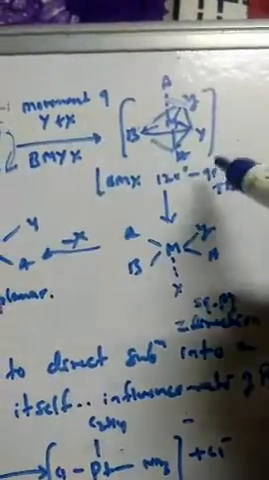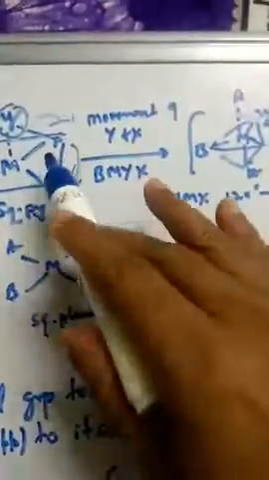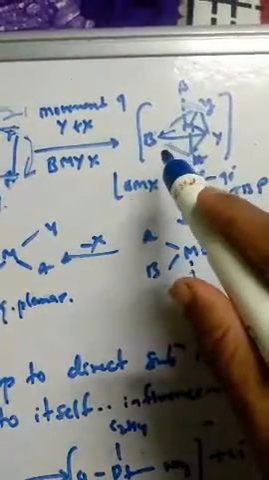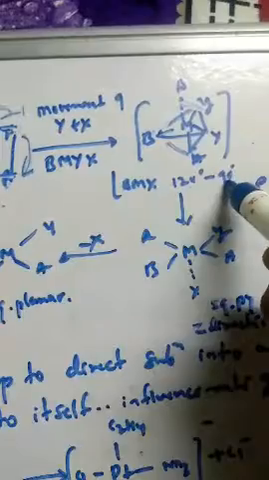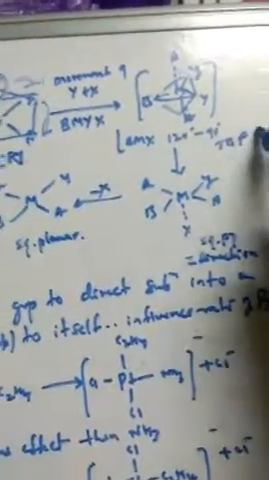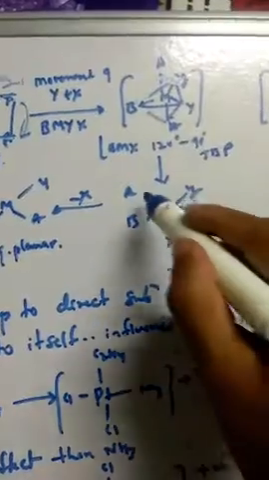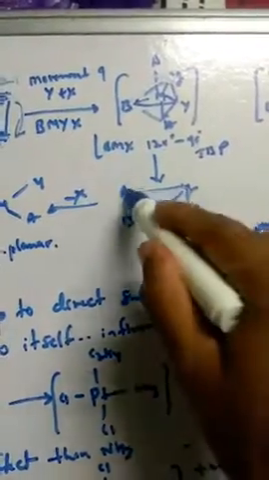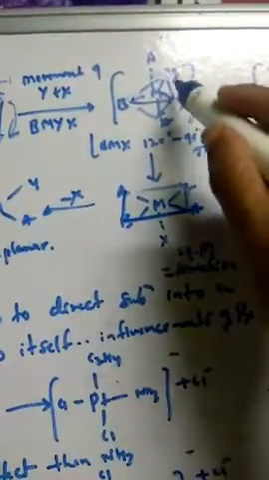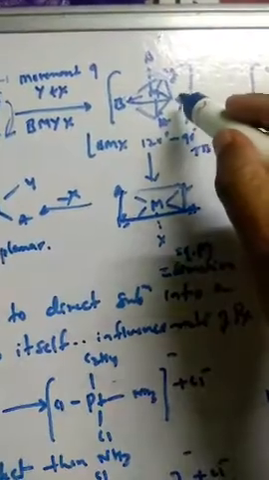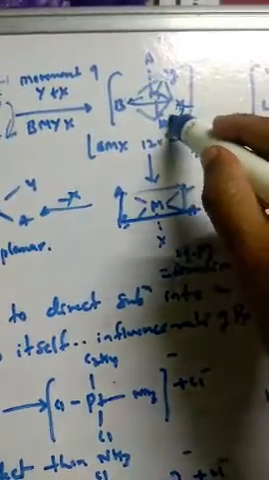There is a change in the B-M-X bond angle from 120 degrees to 90 degrees. Then again it forms a square pyramid, where X takes its position and comes back here, because there should now be elimination, so it goes to another stable intermediate.